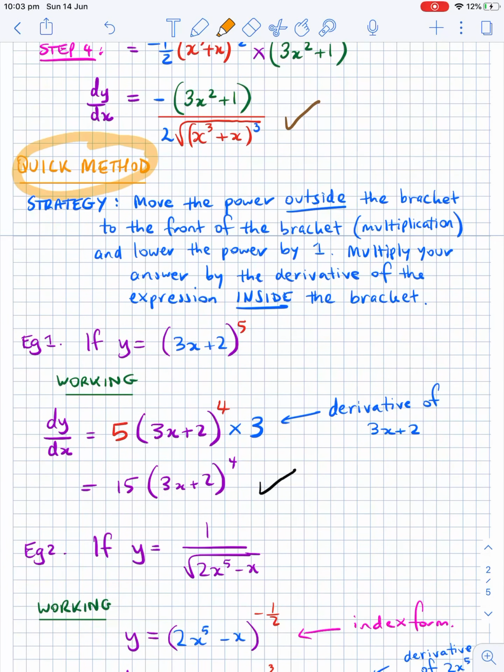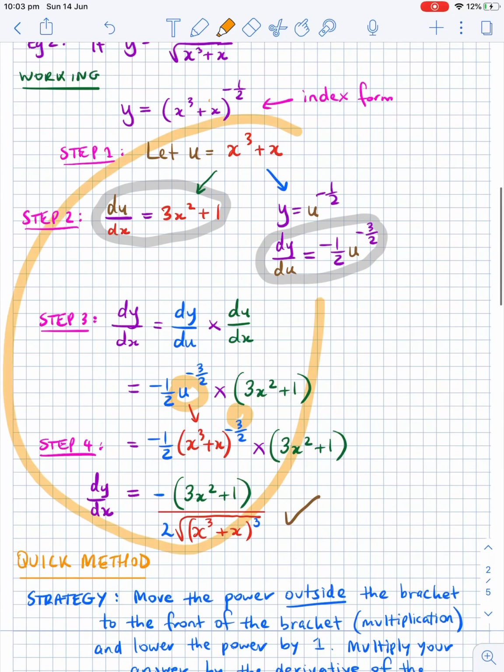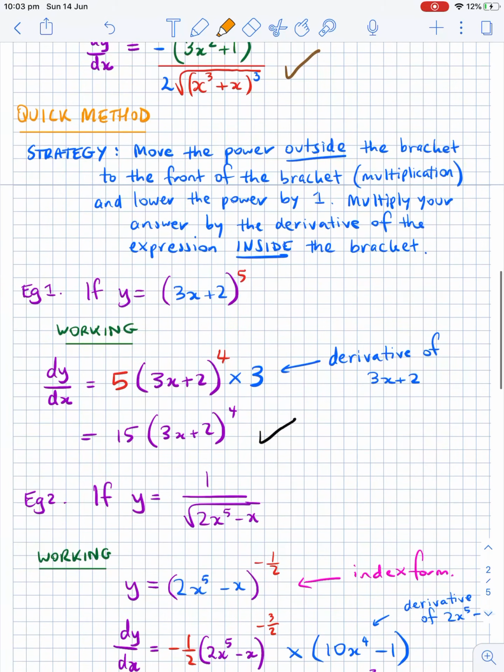Now I want to go over a quick method that will make this a little bit faster than going through all these steps. So the strategy is to move the power outside the bracket. The one that's outside the bracket, you want to move that to the front of the bracket, just like you usually do with differentiation. Remember, that's multiplying at the front. And then you want to lower the power by 1. So that appears just normal differentiation. But because you've got multiple terms in some sort of bracket, you need to multiply your answer by the derivative of the expression inside the bracket.